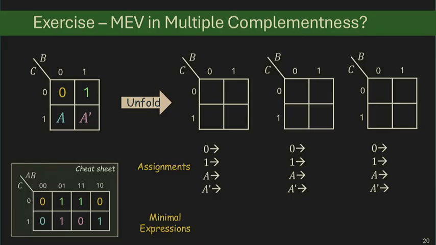So I'll give you a few minutes to work out those three separate K-maps for different scenarios, dependent, independent, and then try to construct a minimal expression using some unfolding method by giving assignments to each and every variable in the original K-map. So probably call the first one independent. The second one depend on A. The third one depend on A prime.